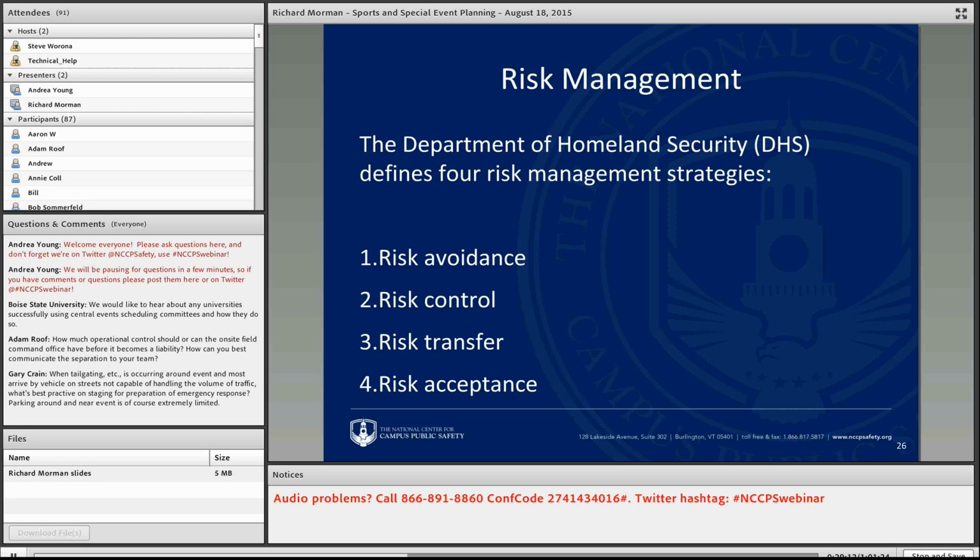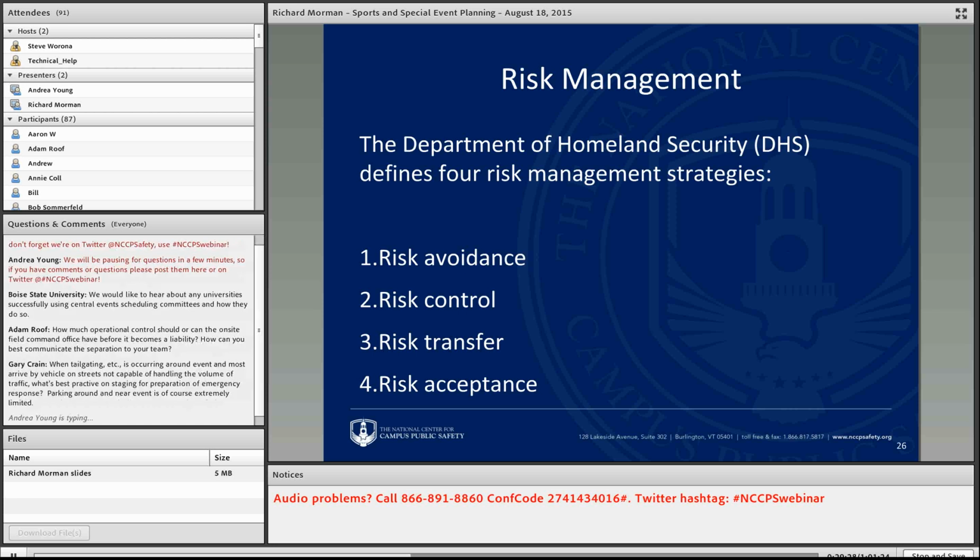And then finally, risk acceptance, and that's really just clearly you've made that decision that you're going to accept the risk. And oftentimes organizations will determine that the cost of the risk mitigation measures really are higher than the consequences of the risk.